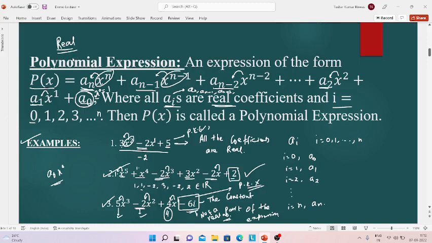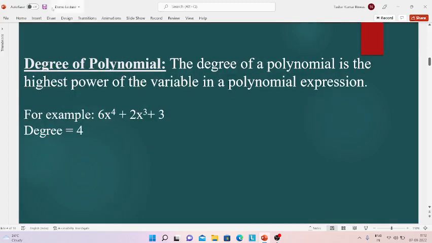We will discuss the complex polynomial expression when you study at the undergraduate level, postgraduate level. But currently for your academic purpose, we will discuss only the real polynomial expression. That is why the coefficient terms must be real. It should not be a complex number. So I think the polynomial expression concept has already been cleared in your mind. So let me shift to the next slide, which is the degree of a polynomial.